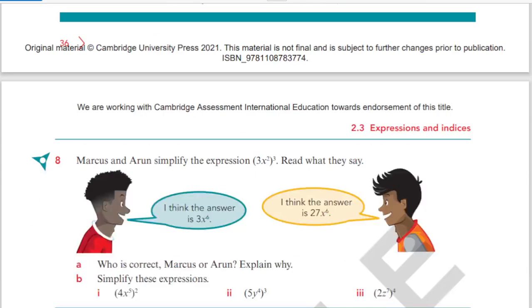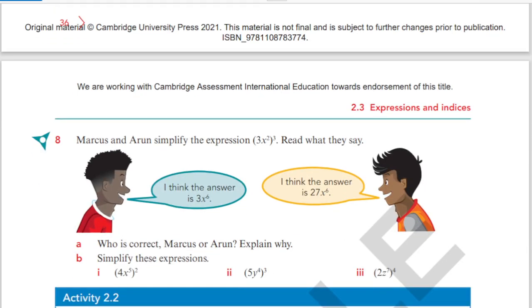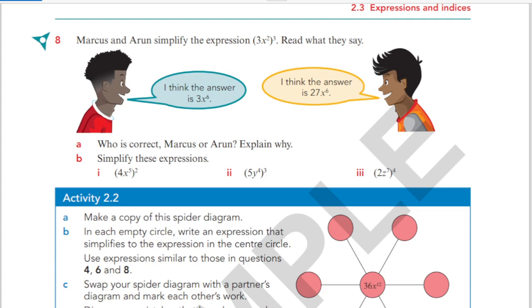Now we will move to question number 8. In question number 8, they are saying Marcus and Arun simplify the expression 3x squared, all cubed. Read what they say. Marcus says, I think the answer is 3x6, and Arun says the answer is 27x power 6. Who is correct, Marcus or Arun? Okay, whenever there is a bracket, you have to first solve the bracket, and the effect of that power will be on every element in the bracket.